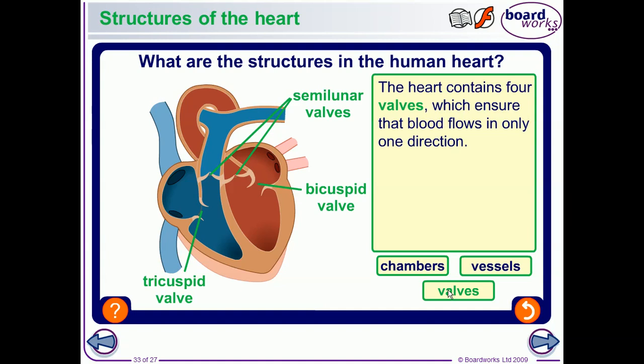And then when the blood goes away from the heart, it goes through valves known as semilunar valves.